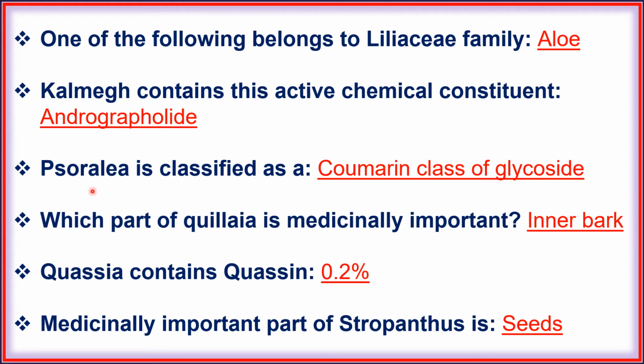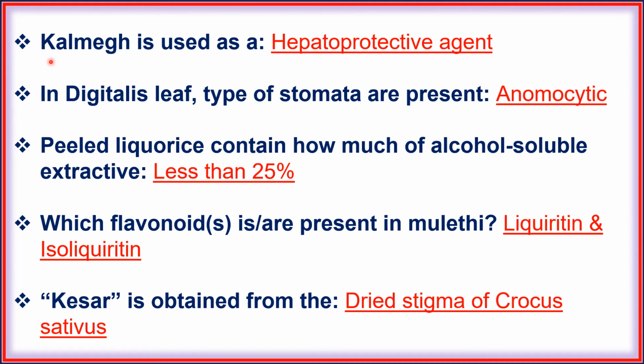Next, Psoralea is classified as a coumarin class of glycoside. Next, which part of Quillaia is medicinally important, that is inner bark? Next, Quassia contains quassin, that is 0.2%. Next, medicinally important part of Strophanthus is seeds. Next, Kalmegh is used as a hepatoprotective agent.